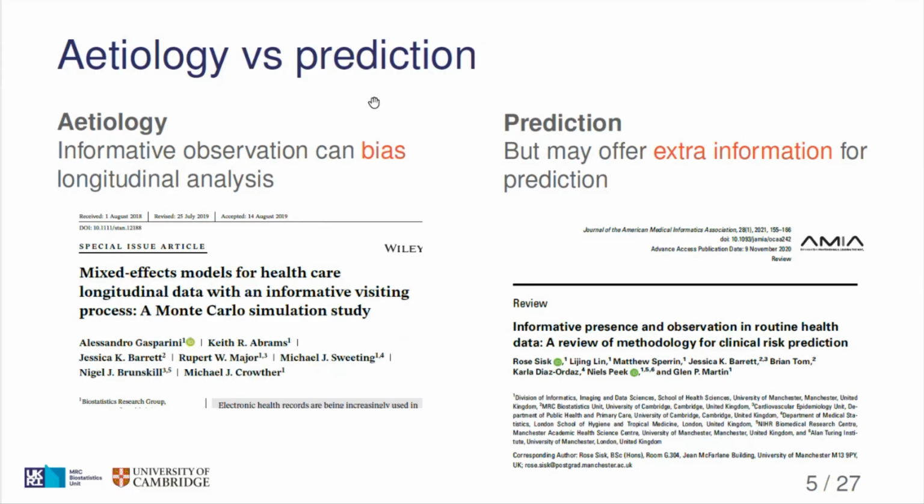So what is the issue with having informative observation in your data? Well, in an etiological study, or when you're trying to estimate the effects of some variables on your longitudinal process, if you have informative observation, that can bias those effect estimates. Whereas prediction is kind of the flip side, because in the prediction context, if you want to predict an outcome, the timing of those measurements itself may offer extra information about the underlying health of that person, which can improve your predictive accuracy.